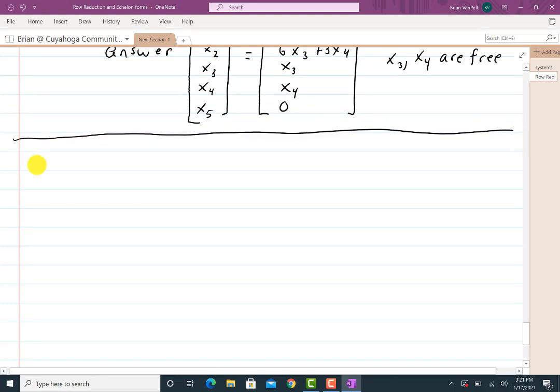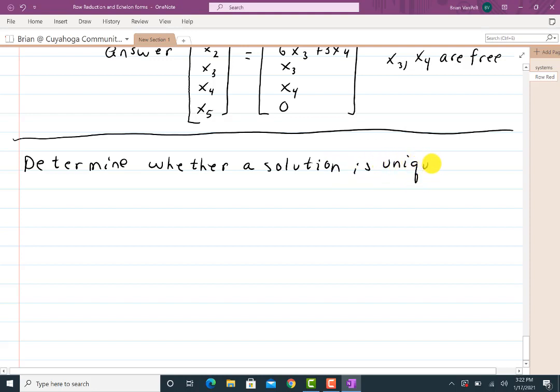Now we're going to try something a little bit different. In the last couple of examples, I had a solution that had free variables. That means there was an infinite number of solutions for all of those examples. We would like to know kind of when we have an exact answer. So let's take a look at some situations here.